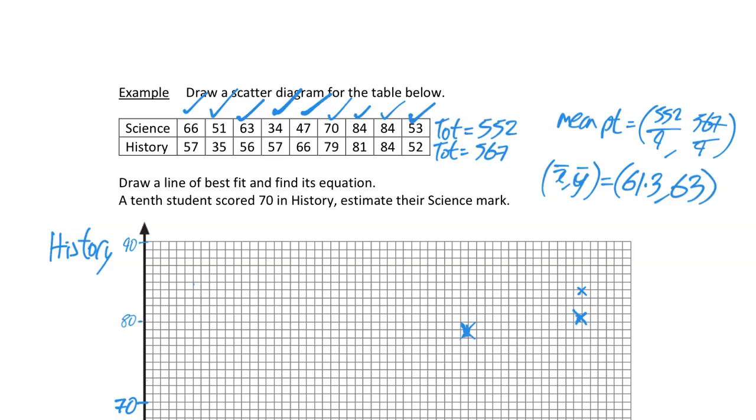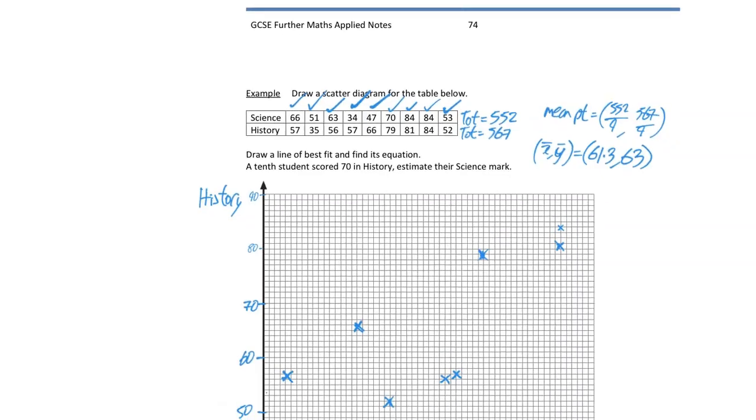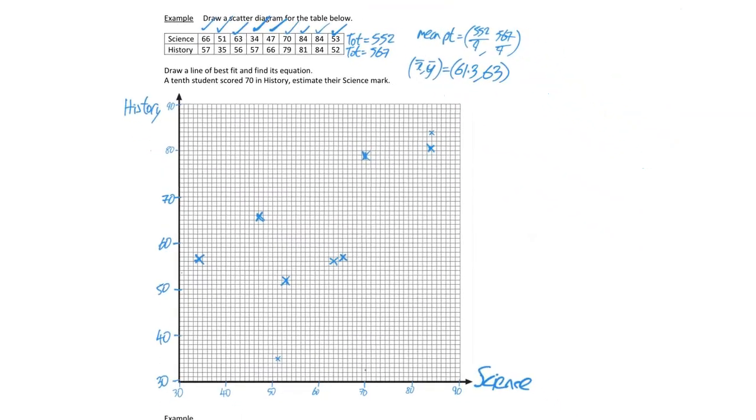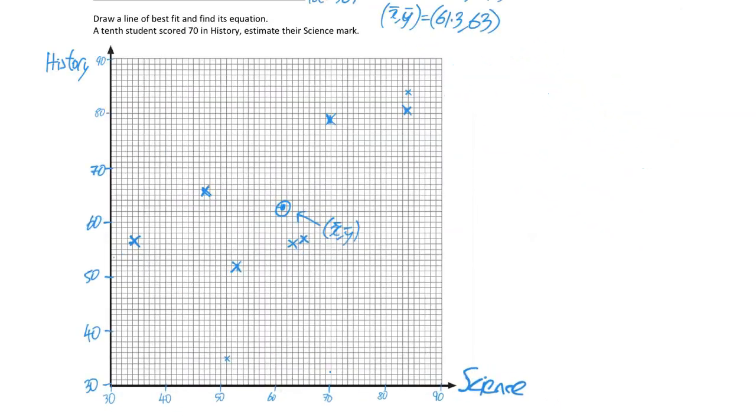Okay, so I'm going to pause the video, plot that point and label it, and then I know I have to put my line of best fit through that point. Okay, so you can see I've got my x bar, y bar point labeled, and I just label it with a wee dot with a circle around it. And then my line of best fit has to go through that.